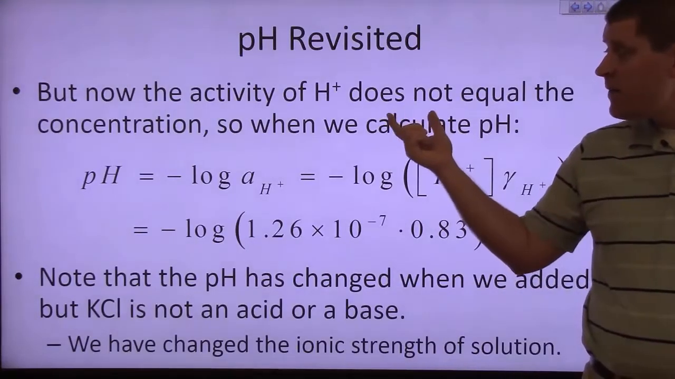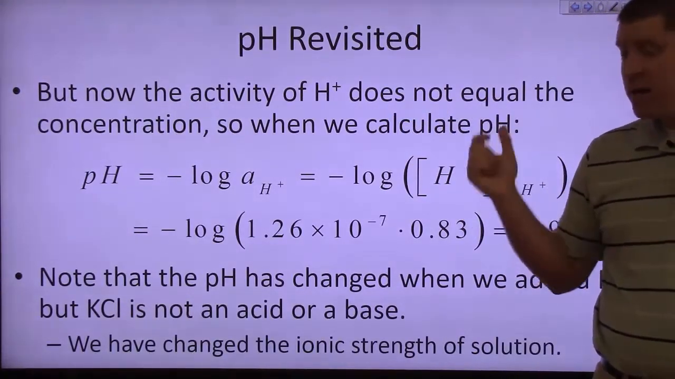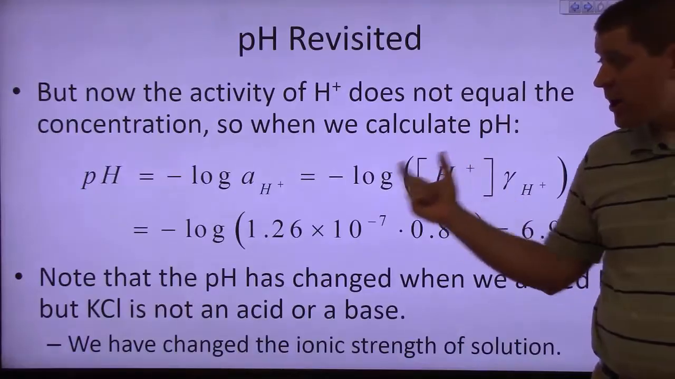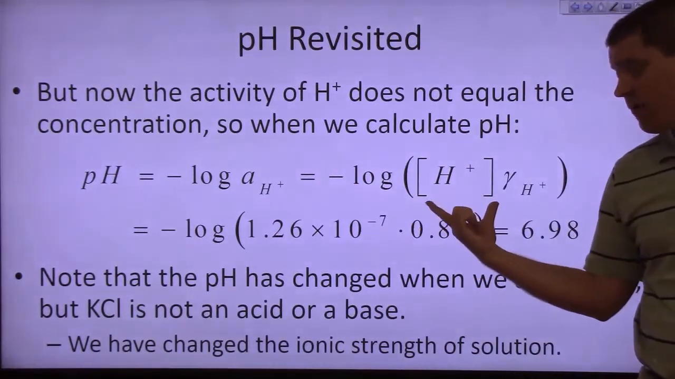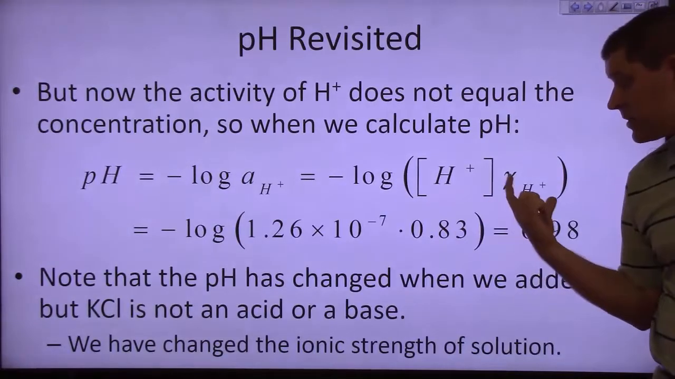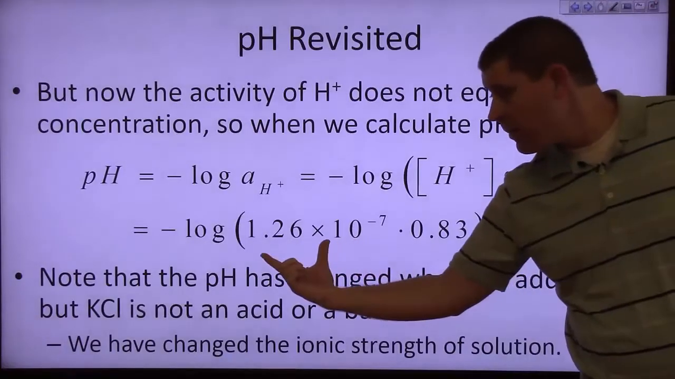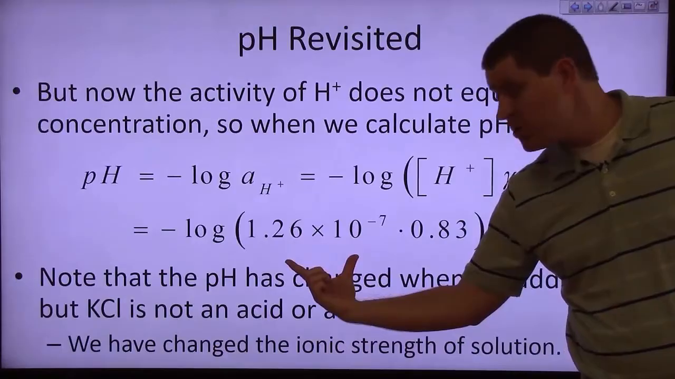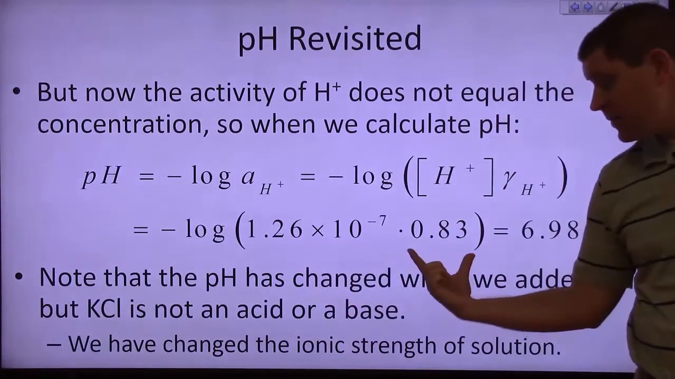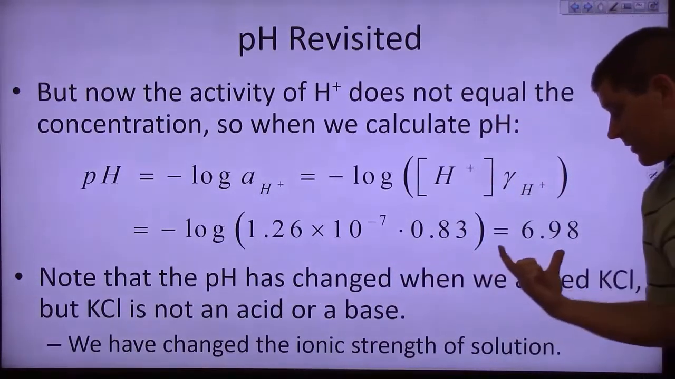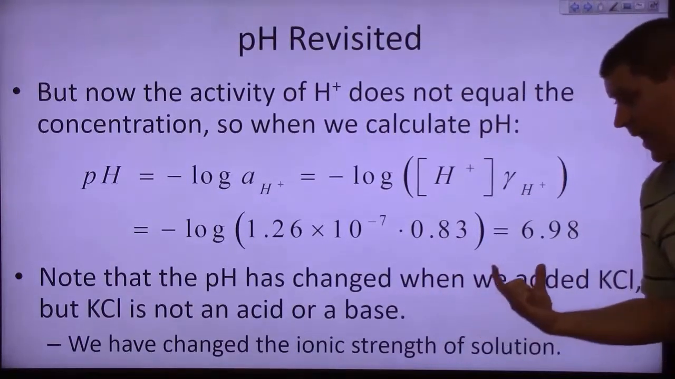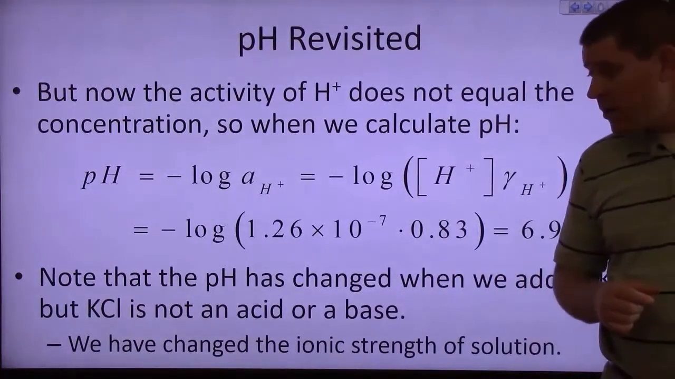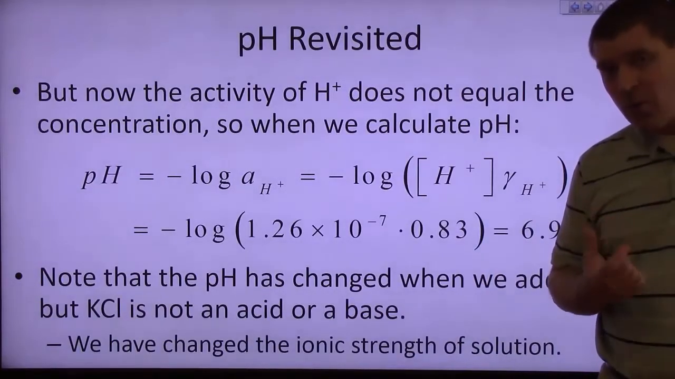But now the activity of hydrogen ion does not equal the concentration. So when we calculate our pH, again, we have to use the activity there, which is then minus log base 10 of the hydrogen ion concentration times the activity coefficient. So we have minus log base 10 of 1.26 times 10 to the minus 7 times 0.83, which then gives us 6.98. So note that the pH has changed when we added potassium chloride, but potassium chloride is not an acid or a base.